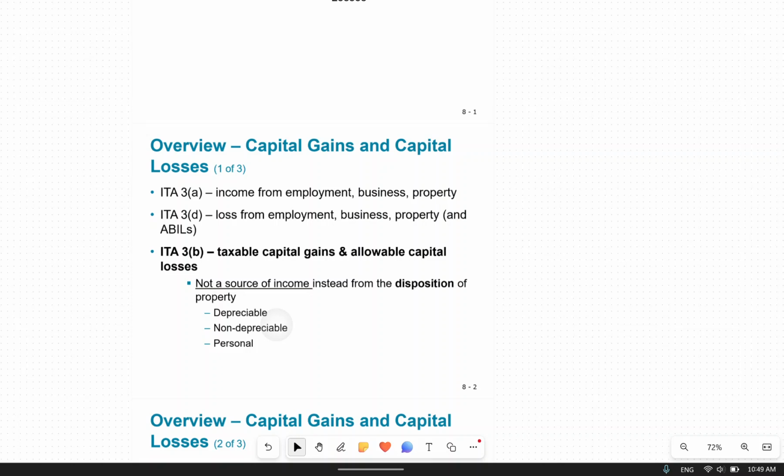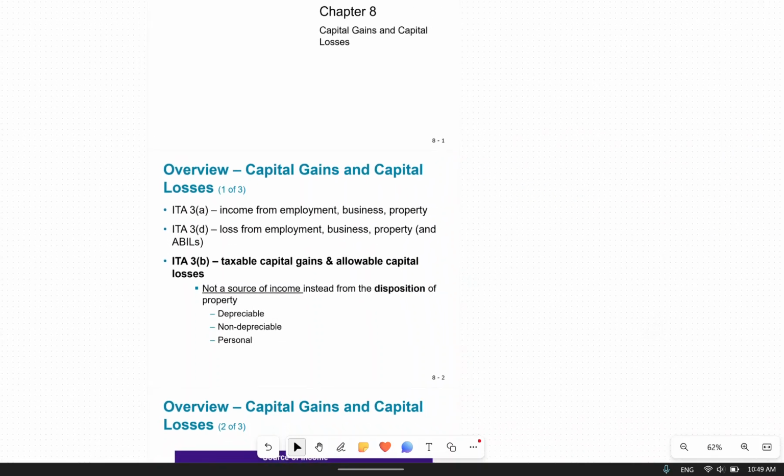So we already talked about Income Tax Act 3A, which was to calculate your income from employment, from business, and from property. And your Income Tax Act 3D was calculating the losses from employment, business, and property. So now your 3B is your taxable capital gain and allowable capital loss. It is not a source of income.